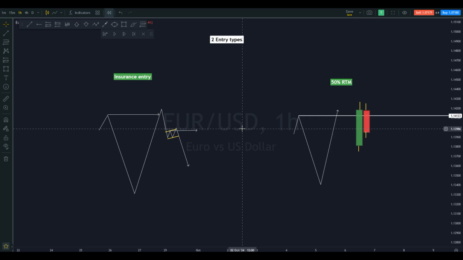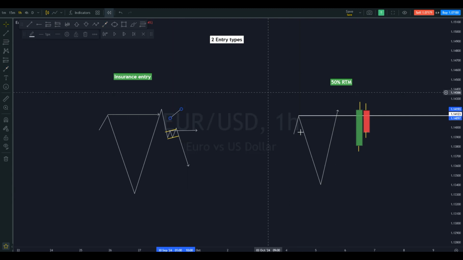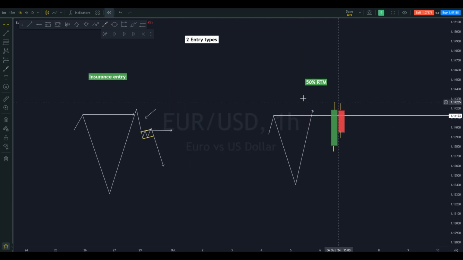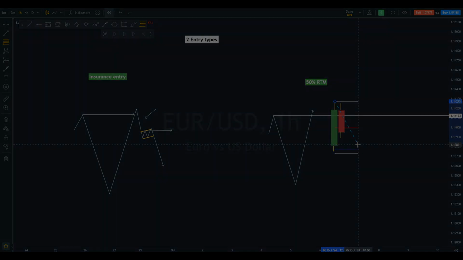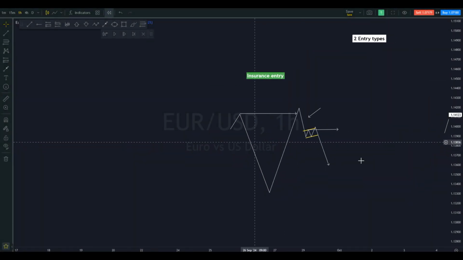So guys, in Falcon, I only like to use two entry types. On the left hand side we have our insurance entry, where we enter after our first impulse, and on the right hand side we have our 50% retracement, where we enter when price closes below our 50% retracement. Right now let's get to our insurance entry, guys.